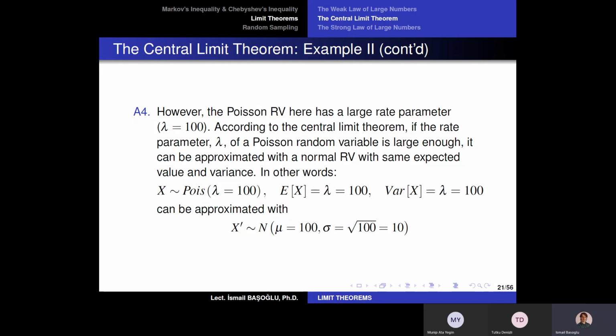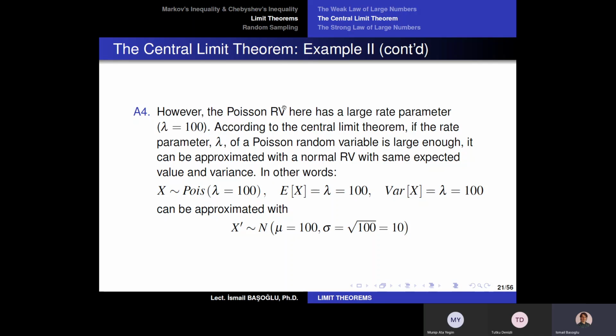So remember, the sum of two Poisson random variables, if they are independent, is a Poisson random variable. So imagine now, instead of having a single Poisson random variable with rate parameter lambda being equal to 100, imagine you have 100 Poisson random variables, all of which have the rate parameter equal to 1. And their summation is going to be another Poisson random variable with this rate parameter.